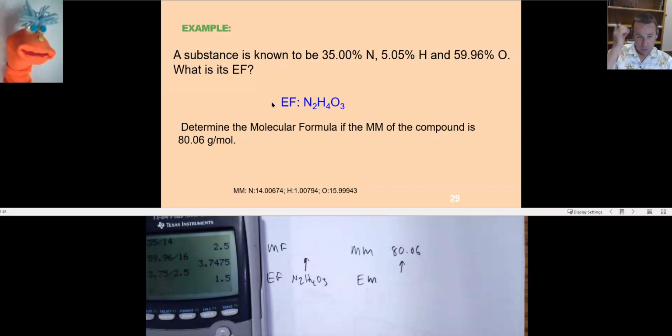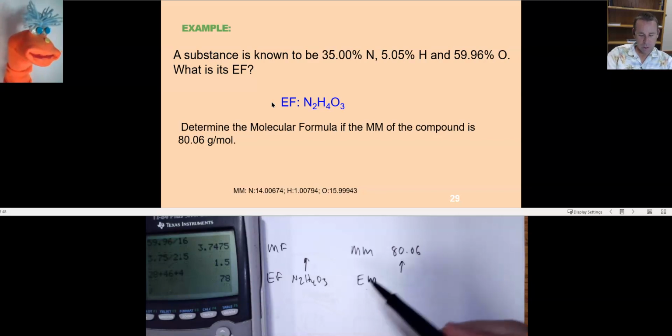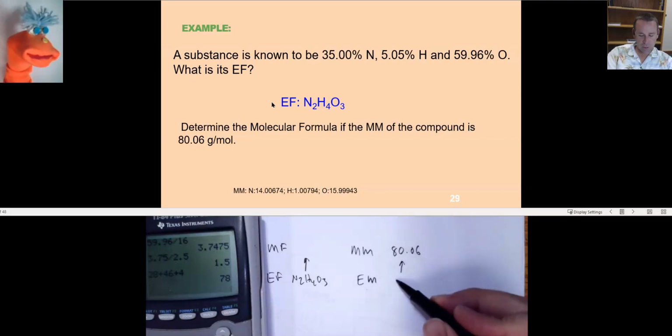So, what's our empirical mass? It's 14 times 2, so that's 28, plus 46, plus 4. That's for the two nitrogens, plus the 46 for the three oxygens, then plus 4. So 78?